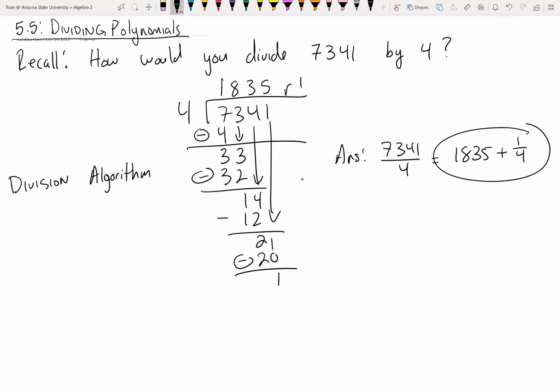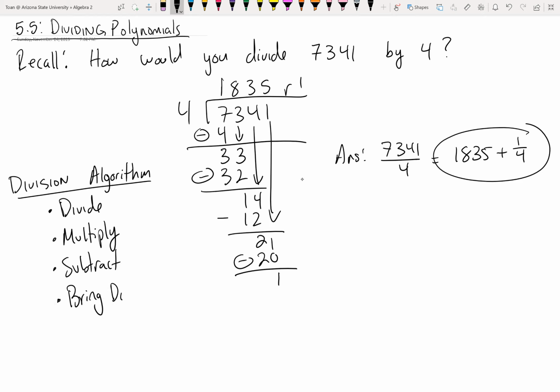It is a process that allows us to long divide integers, regular numbers. First step is to divide. Second step is to multiply. Third step is to subtract. Fourth step is to bring down. And then you just rinse and repeat this process. You work all the way to the bottom and then cycle back to the top.